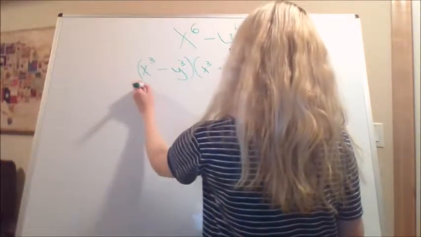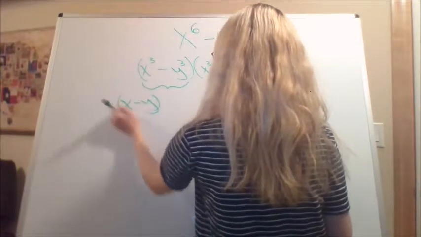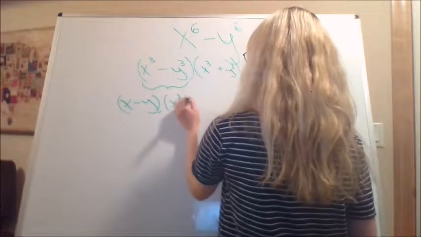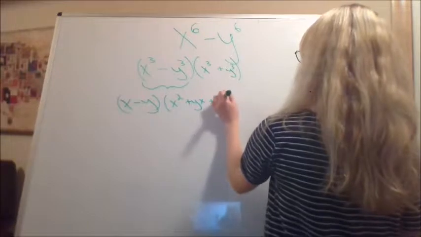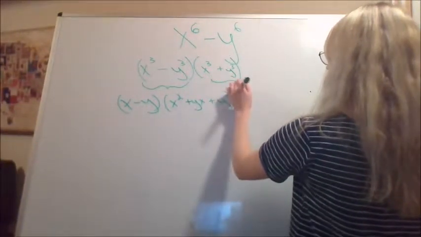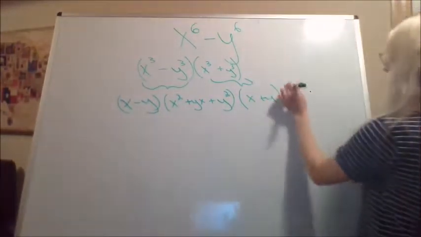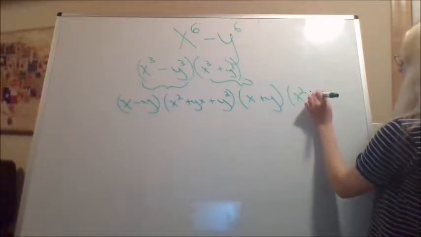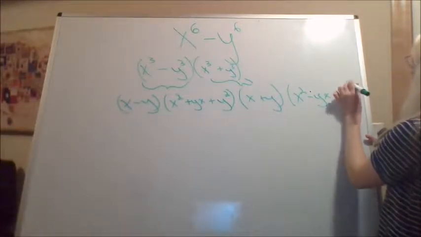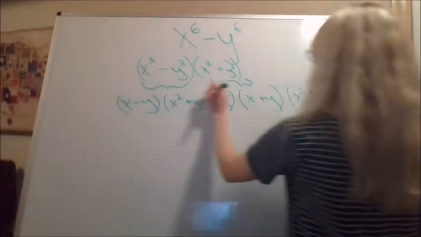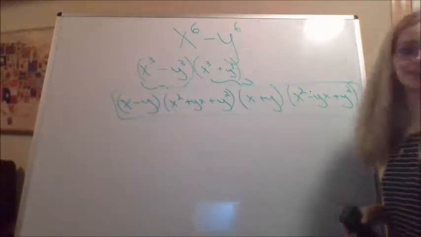So this expression can become x minus y times the quantity x squared plus yx, and it's a plus because this is a minus, plus y squared, and this term can become x plus y times the quantity x squared minus yx, since this is a positive, this is a negative, plus y squared. And so this is the gigantic factorization for x to the 6th power minus y to the 6th power.